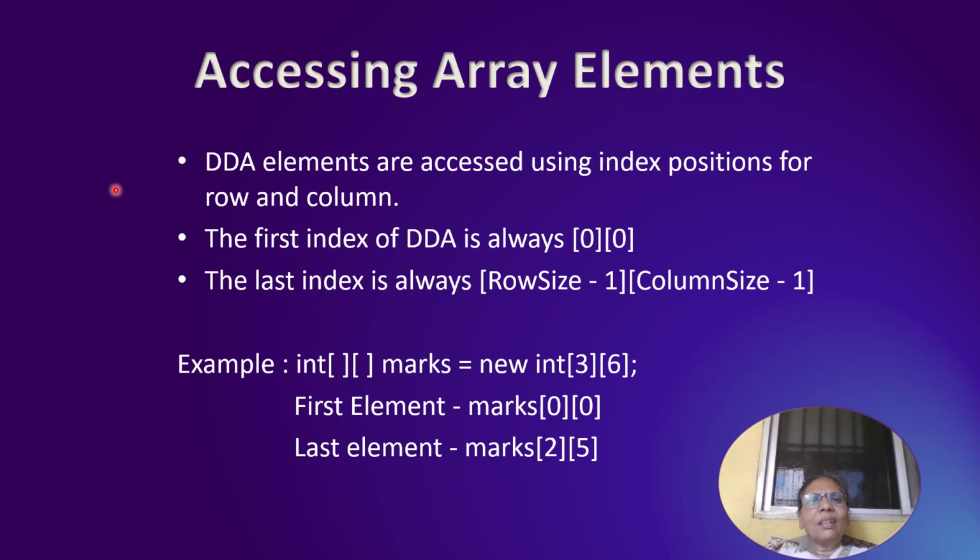Accessing array elements. Double dimension array elements are accessed using index position for rows and columns. The first index of double dimension array is always 0, 0 and the last index is always row size minus 1 and column size minus 1. So in the example here, integer marks, new int square bracket 3 for the rows and square bracket 6 for the columns. So the first element is accessed using marks 0, 0 and the last element is accessed using marks 2 for the row and 5 for the column, as the last element is accessed using row size minus 1 and column size minus 1.